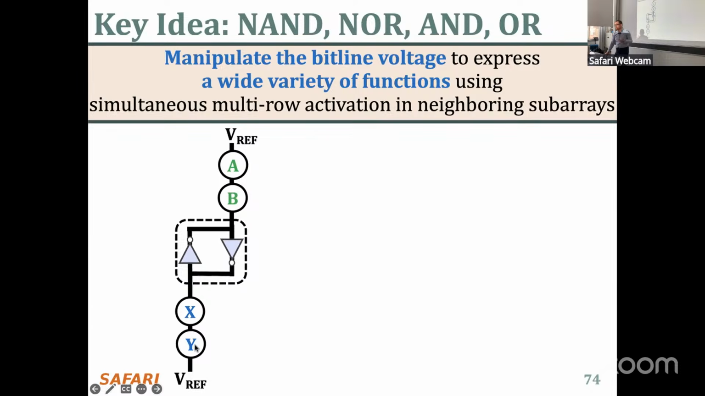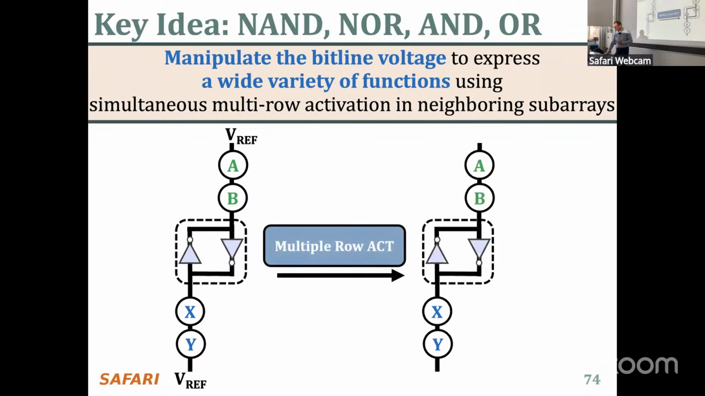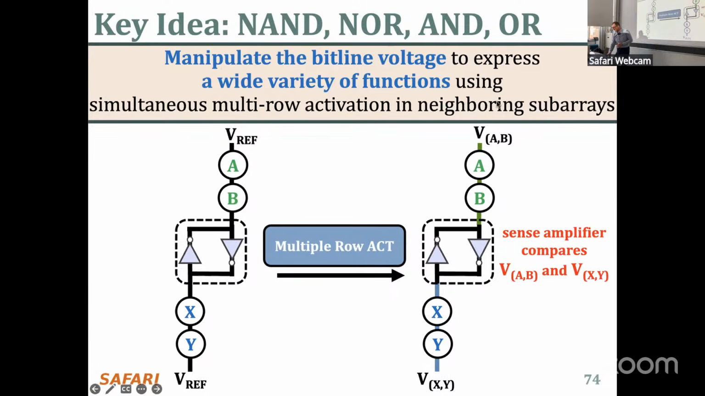Now, if you had the primitive to concurrently activate these four, in circuit theory, what should happen is that the sense amplifier compares the average voltage of A and B to the average voltage of X and Y. And if the first one is greater than the second one, the top bit line is amplified to 1. This gets amplified to 0. And if the other is true, VXY is greater than VAB, this gets amplified to 1. This gets amplified to 0. Okay, that's the idea. That's circuit theory.